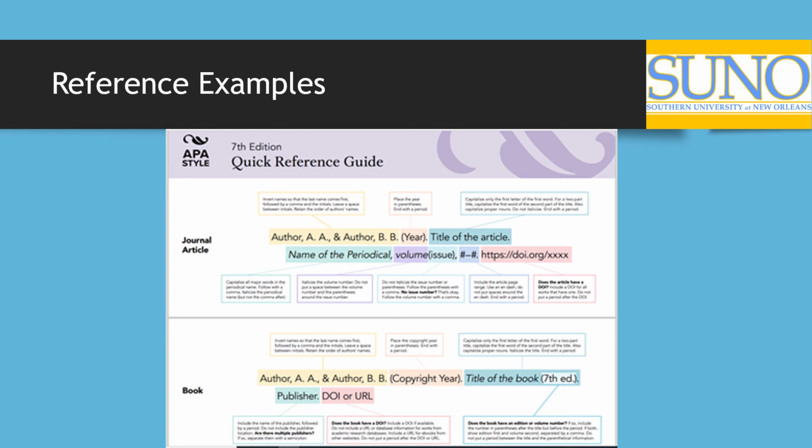You capitalize only the first letter of the first word. For a two-part title, you capitalize the first word of the second part. After that, you would include the edition in there in parentheses, followed by a period after the edition. Then you would have the publisher. Note that you do not put the place of publication, only the publisher's name, followed by a period, and then the DOI or URL for the book.